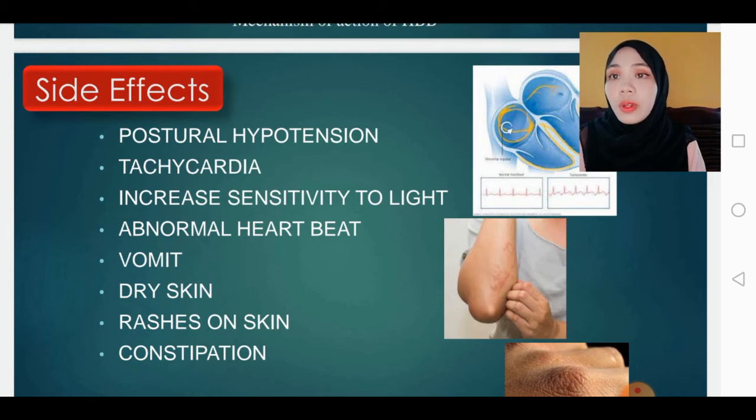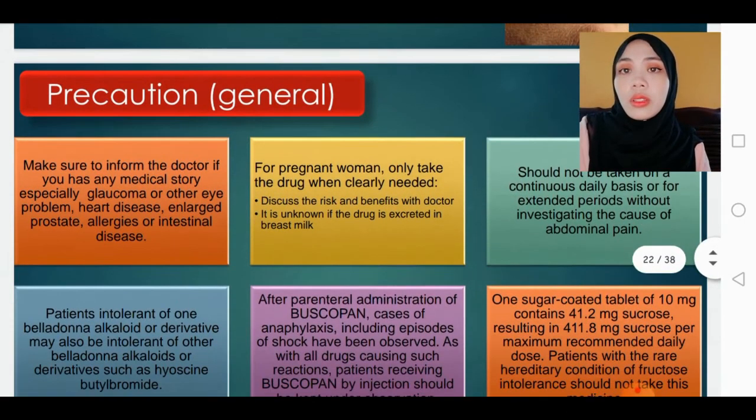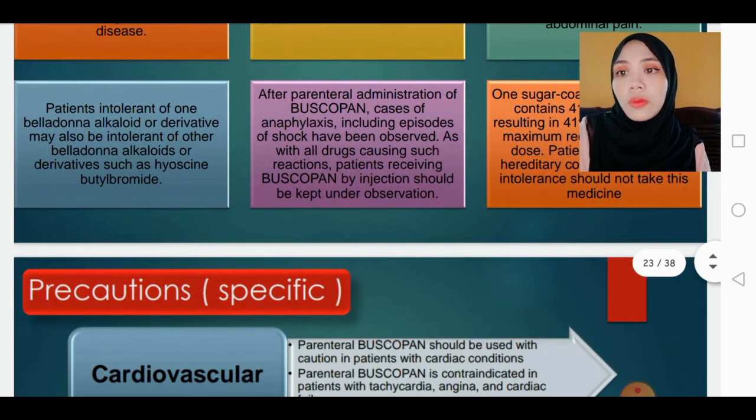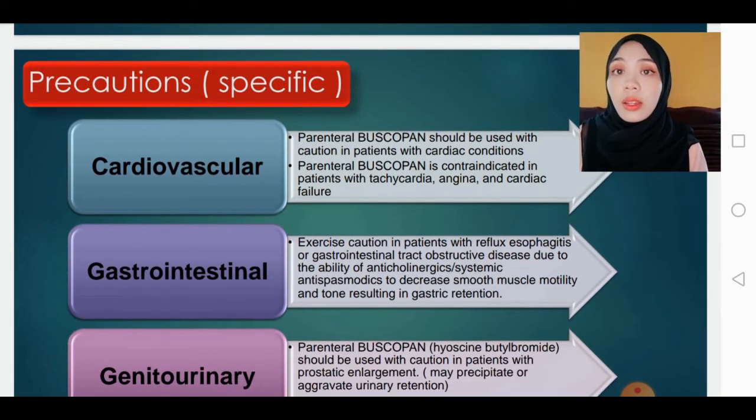The side effects are postural hypotension, tachycardia, increased sensitivity to light, abnormal heartbeat, vomiting, dry skin, rashes on skin, and constipation. This is the precaution just for general, but I will focus on specifics. For cardiovascular, a patient who has a cardiac condition should use Buscopan with caution. And then gastrointestinal needs extra caution with patients that have reflux esophagitis or other GIT disease.